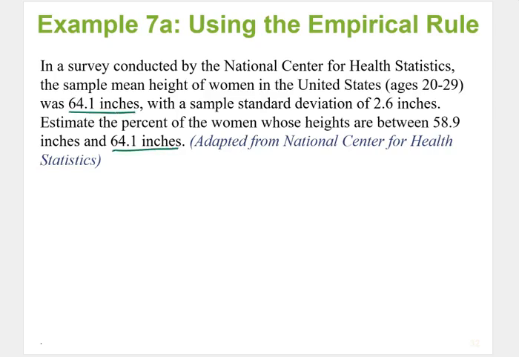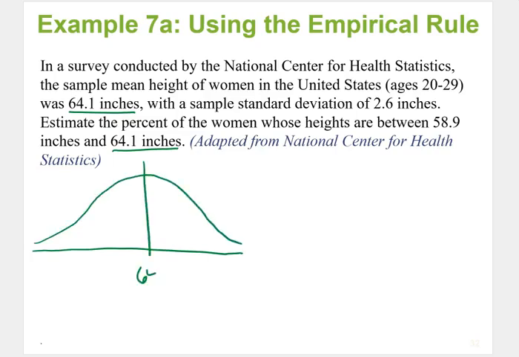I'm a big fan of having graphics because I like learning visually. So here's my mean, which is 64.1, right? And it wants to know the percent of women whose heights are between 58.9, which I know is below that. So let's go 1 standard deviation below the mean and see where we end up. So here's my mean, and then I'm going to subtract 1 standard deviation. I should get my calculator up because I don't want to mess this up. Feel free to use your calculators as much as you want.